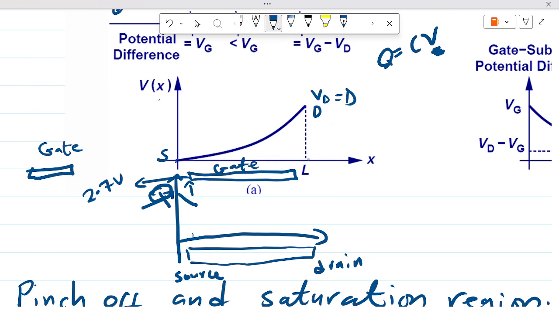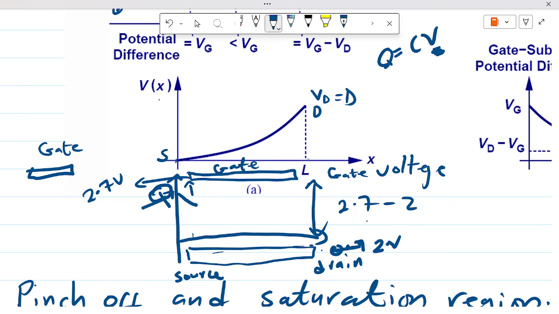So this is Q. But as I move towards the drain, which has a potential of 2 volts, then the difference between the gate voltage and the drain voltage will be 2.7 minus 2, which is 0.7. And that means the voltage across the capacitor will be only 0.7. So I expect to have fewer charges according to this relation. So the charge profile will look something like this.